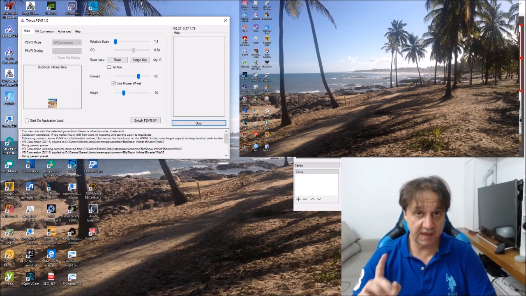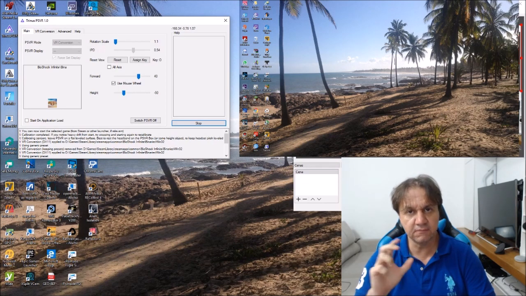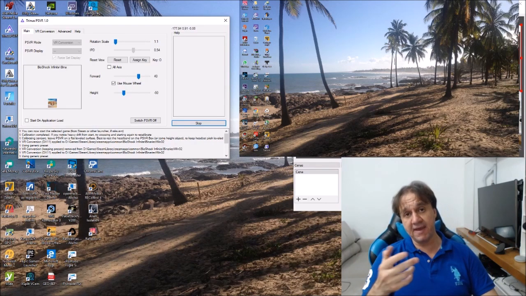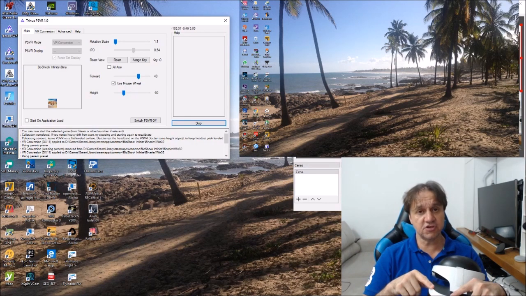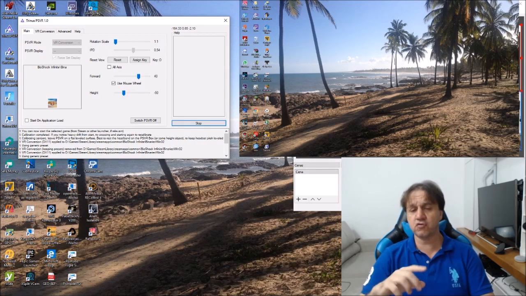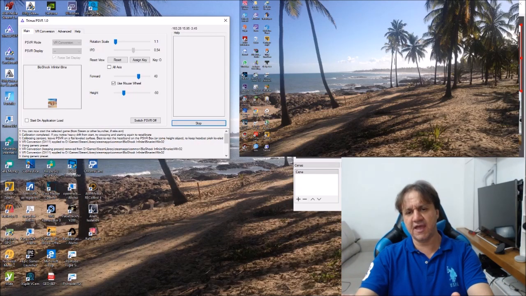PSVR. Okay. I forgot to tell you that the tip is to run the game in windowed mode. It was the way I found better to send the image here. You are going to understand, because if it's full screen, I was not able to move the image that appeared in the game for the PSVR.